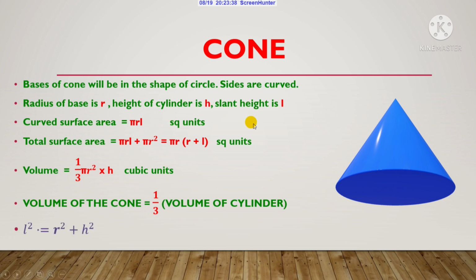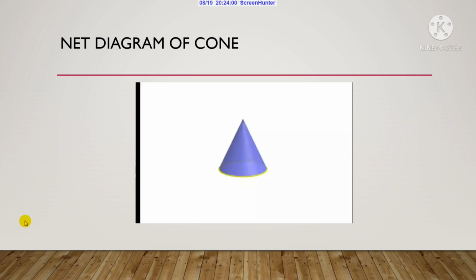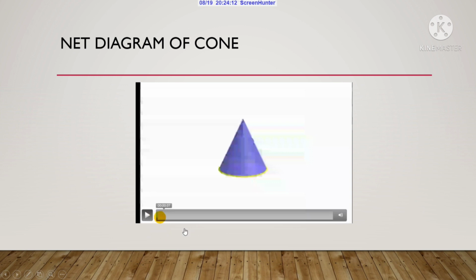Okay, and one more thing here: because of this perpendicularity, that means the height is perpendicular to the radius, and this is the slant height, it will form a right angle triangle. Hence L square equals r square plus h square, that is slant height square equals radius square plus height square. Okay, so now we'll see how the net diagram of the cone will be. If you cut and open it, you can observe that the base will be a circle and the remaining curved area will be a sector.